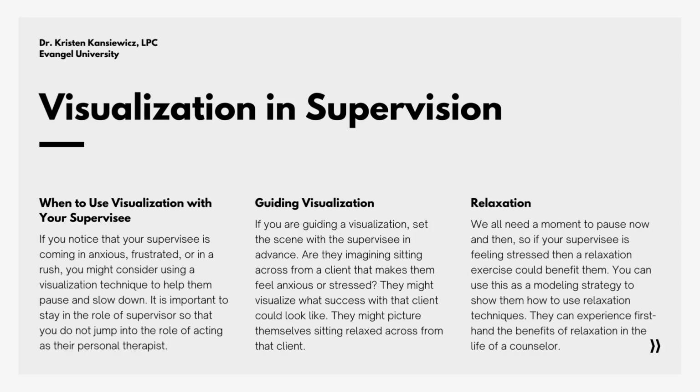There's a couple different ways, the visualization piece and the relaxation piece. If you were guiding a visualization, I usually like to set the scene in advance before we start, also getting that verbal consent: are they feeling up for something like that? Maybe they could imagine sitting across from the client that's making them feel anxious or stressed, and you loosely guide that, asking questions like, what are you noticing about the client's body language? What are you feeling inside yourself right now? You could have them imagine what it would feel like to be relaxed sitting across from this client. What would that be like? What would the client be doing that would set you at ease? Again, this can point to some countertransference that might be happening for them, or just reasons why they feel frustrated or anxious.